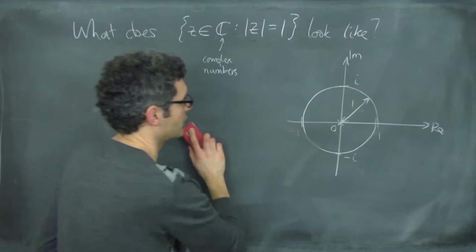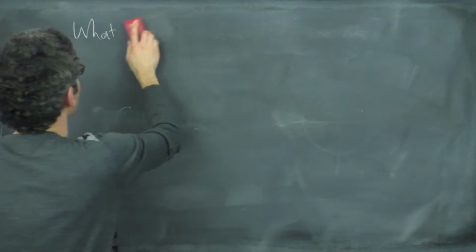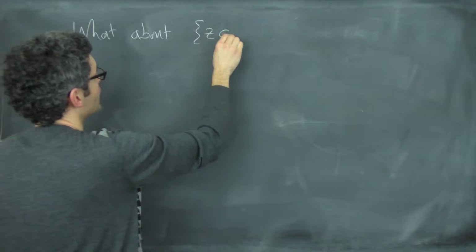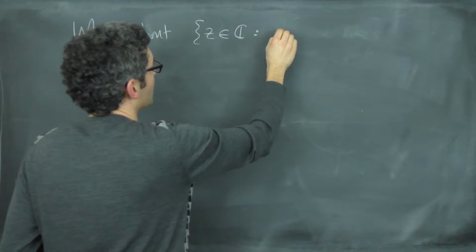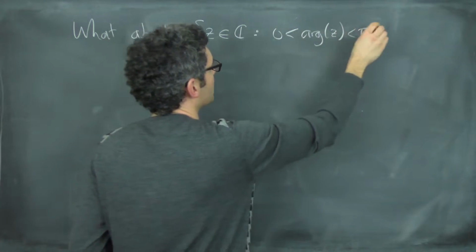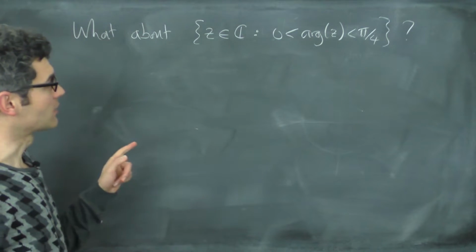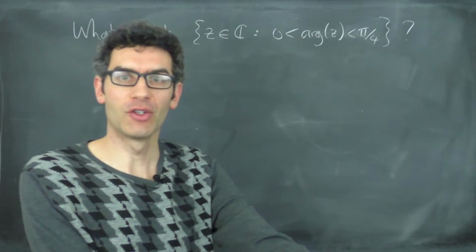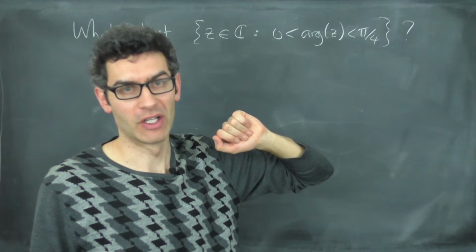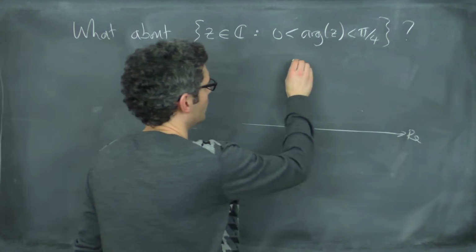Right, let's try a different one. So, what about this instead? What about the set of all Z in C such that the argument of Z is less than pi over 4 but bigger than 0? So what does this one look like instead? Right, now the argument of a complex number is the angle that that complex number makes in the Argand diagram measured anti-clockwise upwards from the real axis. Okay, I'll draw the diagram here and we'll try and work this out.